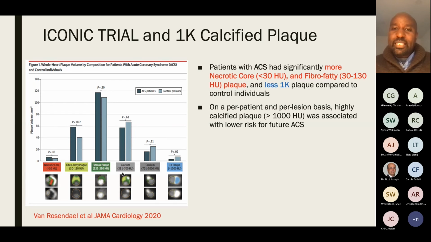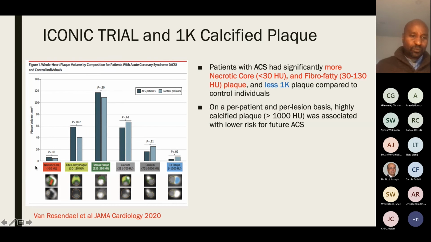And so what they saw in this sub-analysis was that patients with ACS had significantly more necrotic core. So this was low attenuating plaque, less than 30 Hounsfield units, as well as fibrofatty, so 30 to 130. So that's basically soft plaque that's not necessarily necrotic, but hasn't got to the threshold of calcification. And they looked at those who also had plaque of greater than 1,000 Hounsfield units. And what they found was that on a per patient and per lesion basis, highly calcified plaque, so greater than 1,000 Hounsfield units, was associated with lower risk for future ACS.